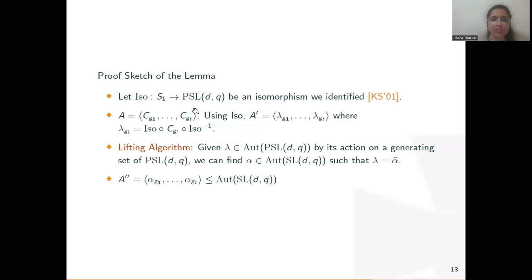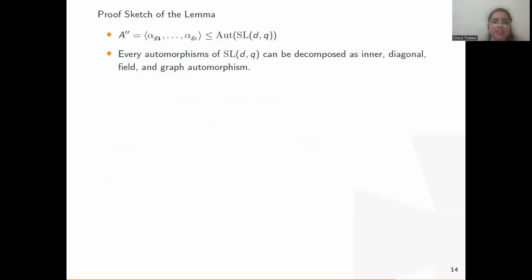So our A was a subgroup of Aut(S1), while we obtained A double prime, which is now a subgroup of Aut(SL(d,q)). So now we have a subgroup of automorphisms of some nice matrix group, which is SL(d,q). Once we do so, it is known that every automorphism of SL(d,q) can be decomposed into these four types: an inner automorphism, a diagonal automorphism, a field automorphism, or a graph automorphism. I am not going into the definition of these four, but any automorphism can be decomposed as a composition of these four automorphisms.